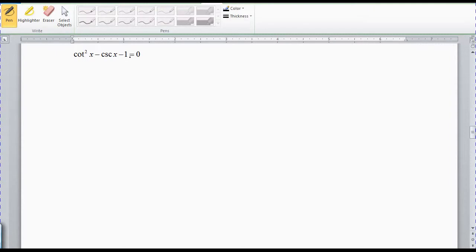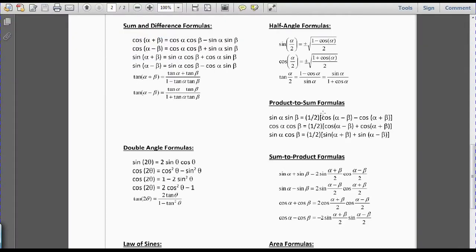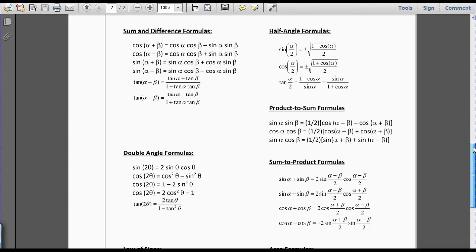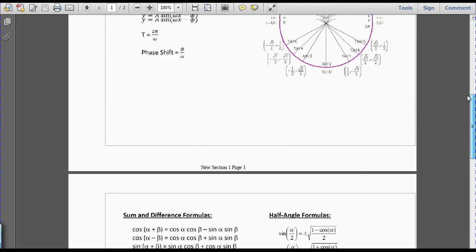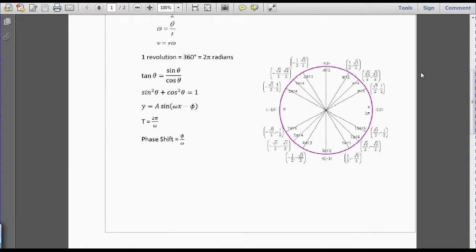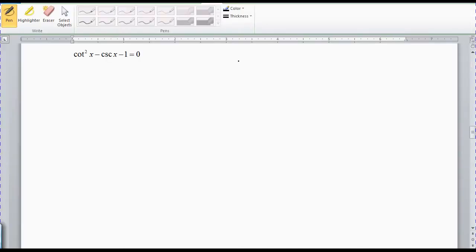Now let's look at this one. I see I have cotangent squared and cosecant. I have two different trig functions, and I'd really like to make both of these be the same trig function. So let's look at cotangent squared and see if we can find anything in our list of formulas that will help us out. So cotangent squared is what I'm looking for. And there's nothing that jumps out, but I do see sine squared plus cosine squared. So let's see what we can do with that.